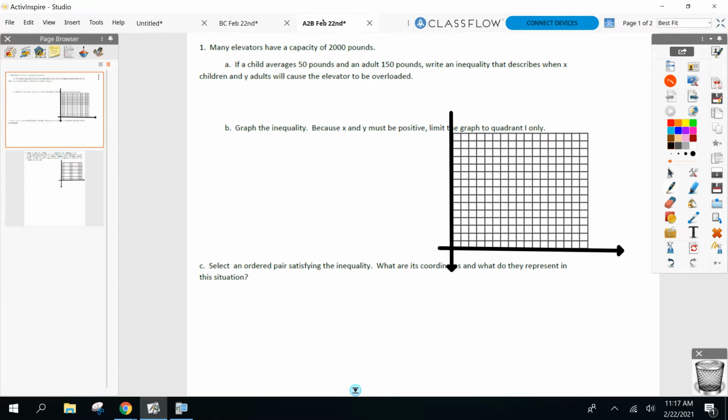So here we go, about the elevator. It can only hold 2,000 pounds. After 2,000 pounds, it gets a little overloaded. So it can only hold 2,000 pounds. I'm going to let you know a child weighs on average about 50 pounds, an adult about 150 pounds. So I need your help. Write an inequality that describes how many adults and children you can have that will cause the elevator to be overloaded.